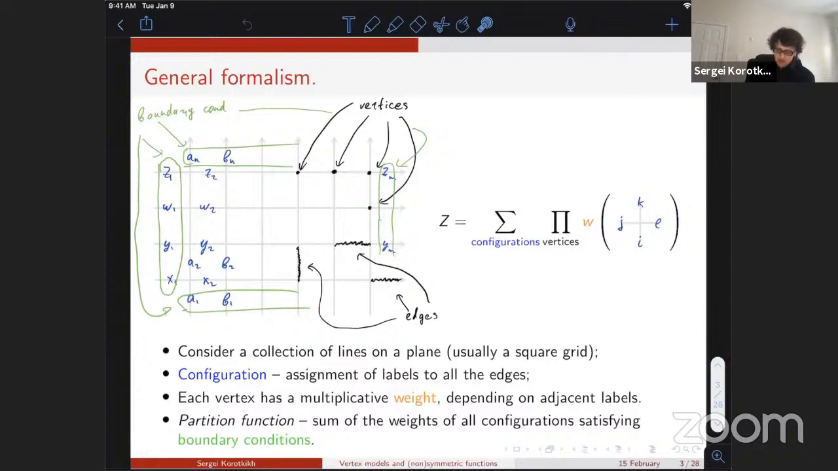So, having defined what is a configuration, actually we are not interested in all configurations of the model, but rather we're interested in configurations satisfying some boundary conditions. Namely, we give some restriction on possible values of labels on the edges of our model. And then for each vertex, we have a certain weight, which is called sometimes Boltzmann weight, which depends only on the labels of edges adjacent to this vertex. And a partition function is a sum over all configurations satisfying boundary conditions of the product of all weights over all the vertices. So this is some general formalism I will be using.